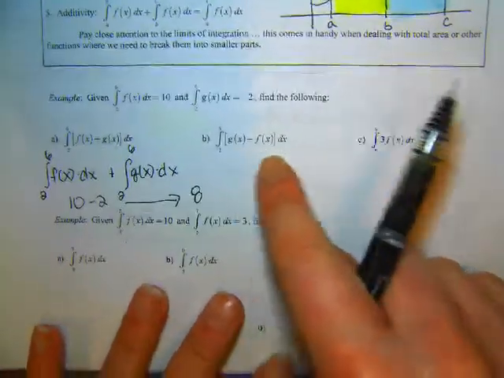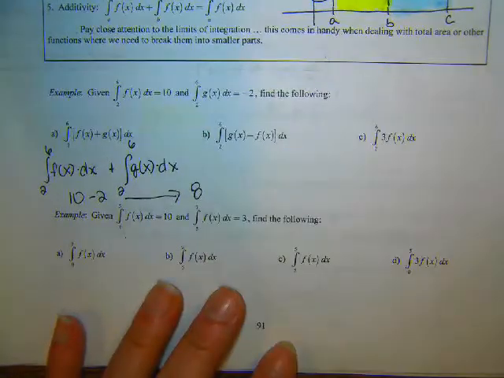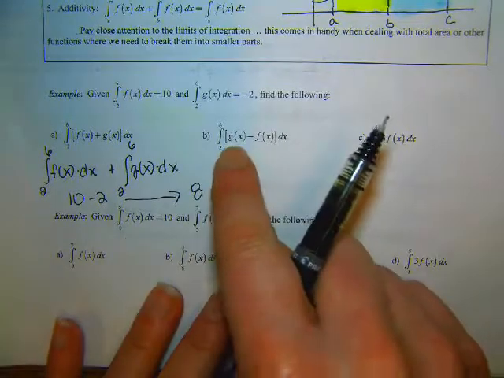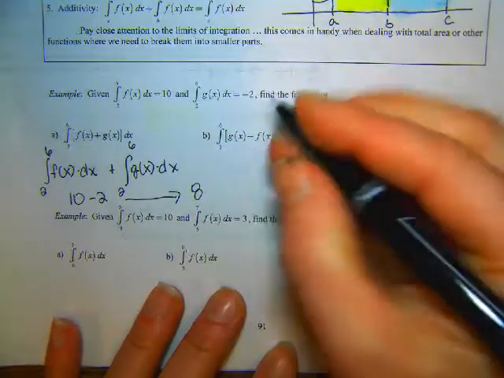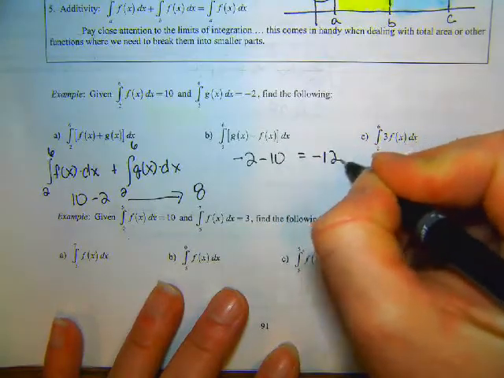So what should I do here to find this integral? Just with the subtraction sign. So which one, though, comes first? So negative 2 minus 10 would be negative 12.